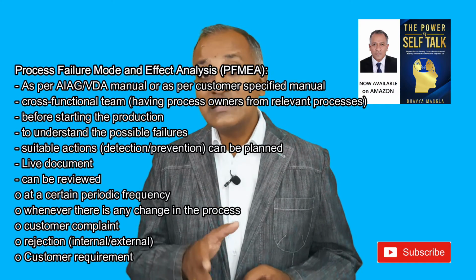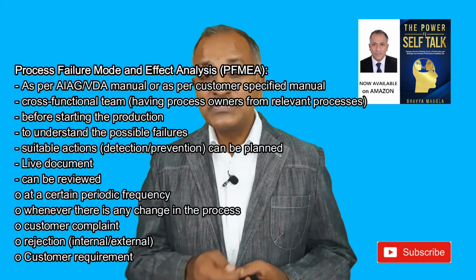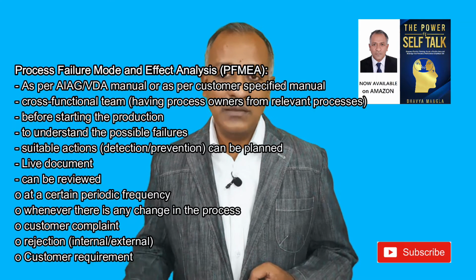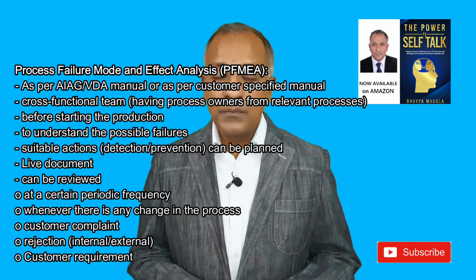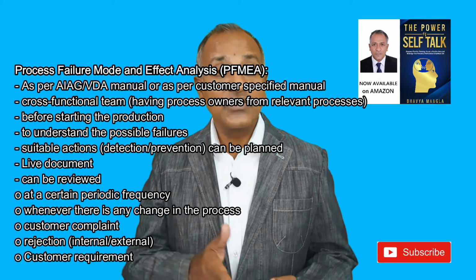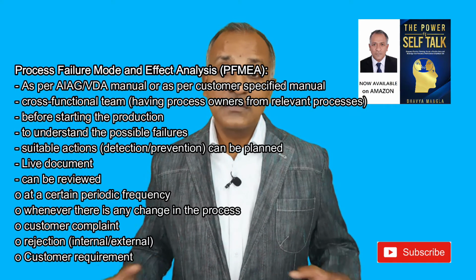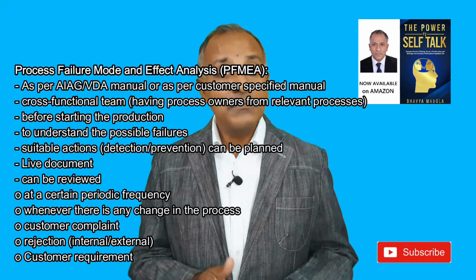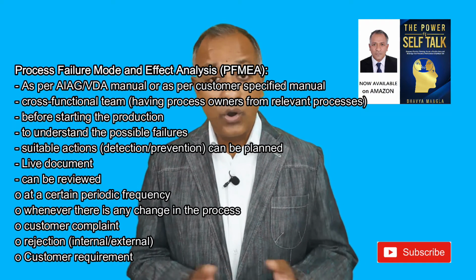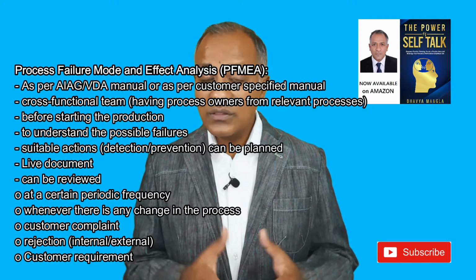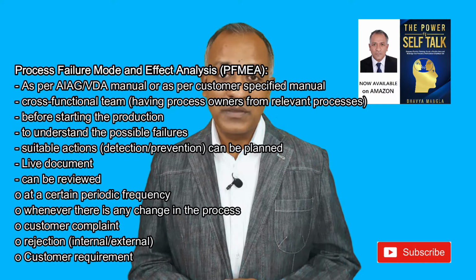Generally, FMEA is considered a live document which should keep changing from time to time, and there can be different reasons for that. Maybe at a certain periodicity, the organization can review the PFMEA. Maybe in case there is a customer complaint, or rejection is coming, or there is some improvement happening in the process, or there is any form change. All those things can result in a change in the FMEA.